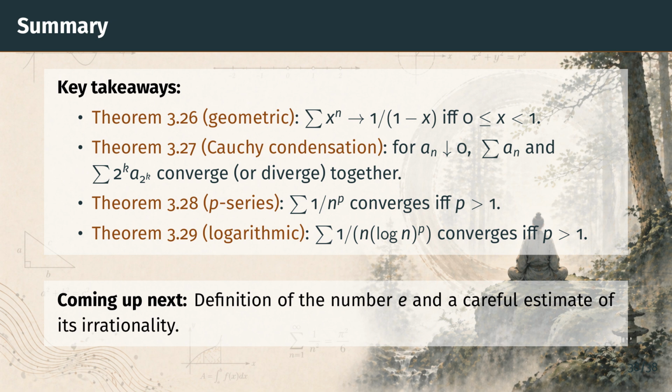Coming up next, the number e gets its definition, and we estimate just how badly it fails to be a rational number. That sets the stage for the root and ratio tests later in the chapter.